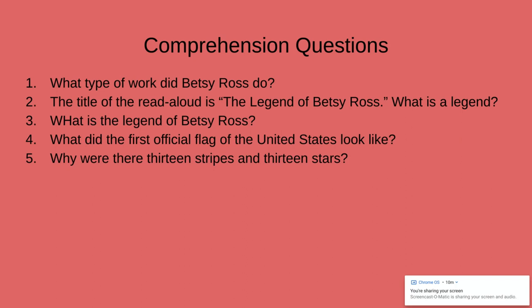What did the first official flag of the United States look like? There were 13 stars and 13 stripes. The stripes were red and white, and they alternated. So first one red, then one white, then one red, then one white, and it continued until there was 13. Why were there 13 stripes and 13 stars? Because there were 13 colonies.